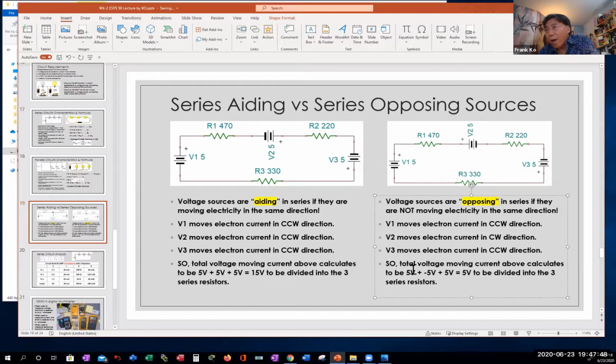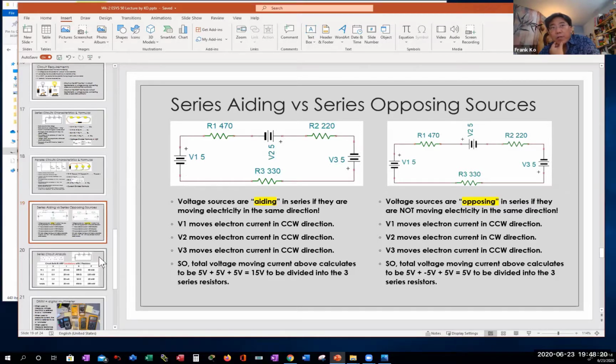So how do I calculate the total amount of voltage in this circuit? It would be 5 volts, add a negative 5 volts, add a positive 5 volts, gives me what net amount of voltage? 5 volts, not 15. 5 volts is my total, and that 5 volts will be divided amongst the 3 resistors. Any questions about series aiding versus series opposing?